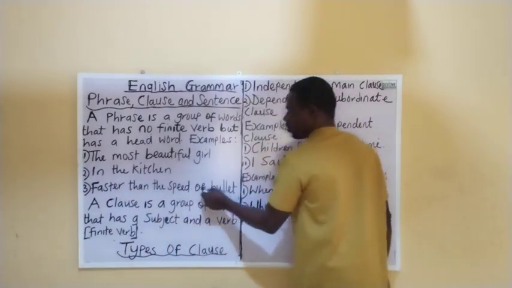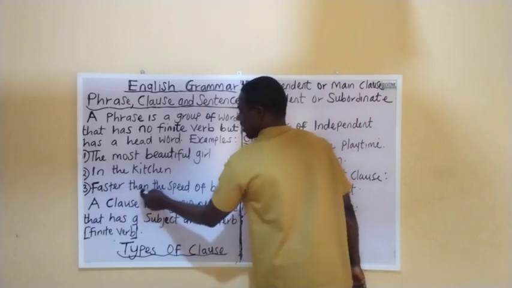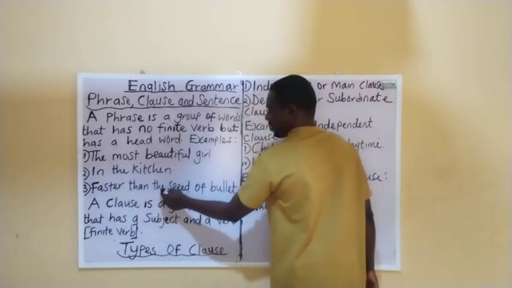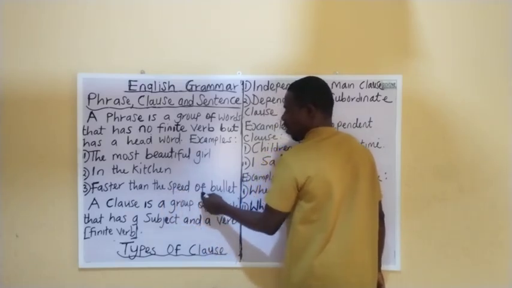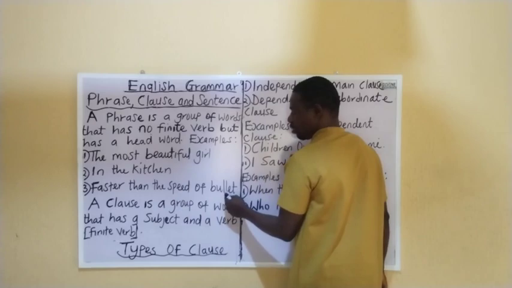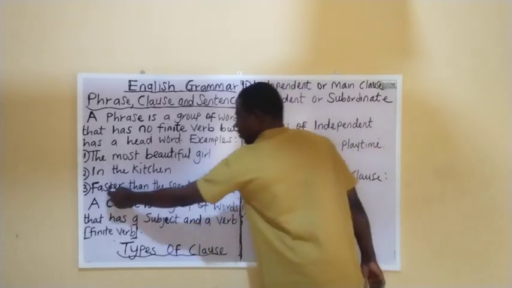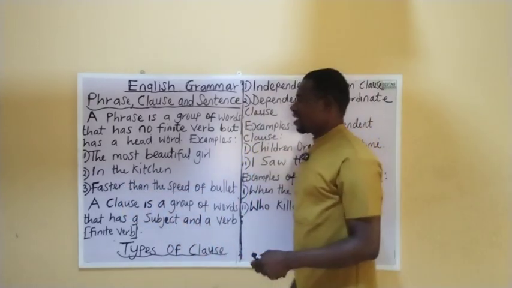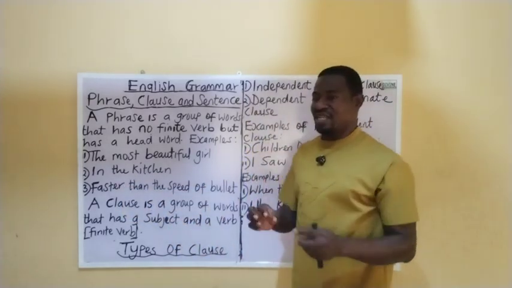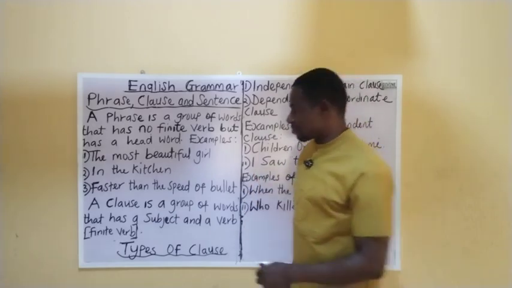Faster than the speed of bullets. Faster than, adjective. The, determinant. Speed, adjective here. Of, preposition. Bullets, noun. So no verb. This is a what? A phrase also. Okay, fine. Now that I've talked about a phrase, let's see what a clause is.